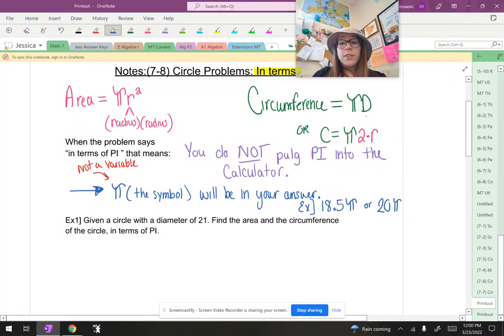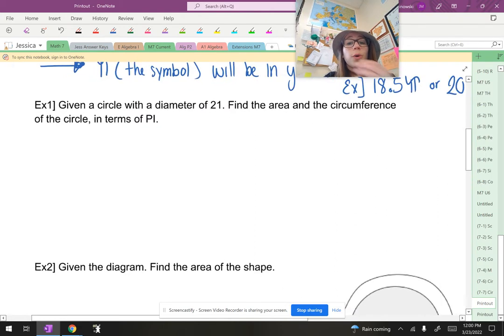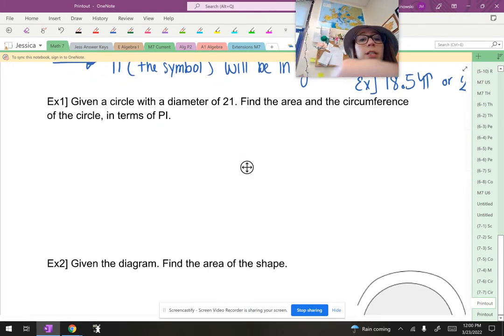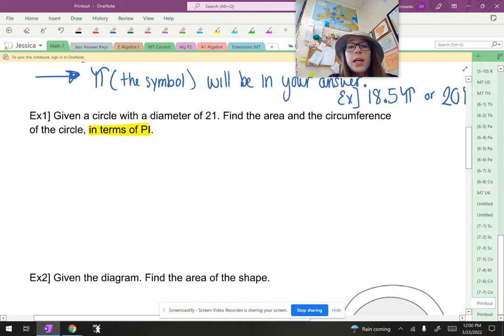Example number 1 on 7-8, circle problems in terms of pi. So again, same stuff we've been doing. The big difference here is that in terms of pi, meaning that we're going to have pi, that symbol, in our answer. So given a circle with a diameter of 12, find the area and the circumference.